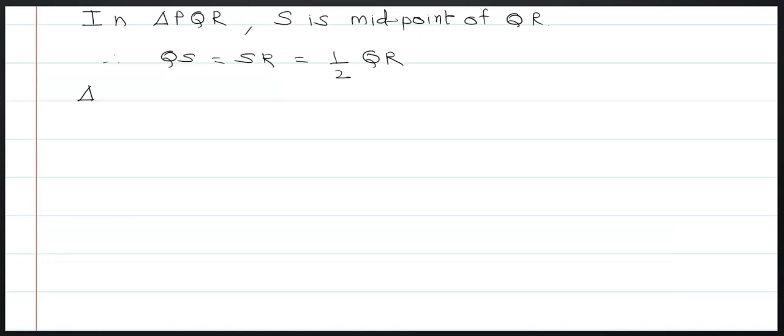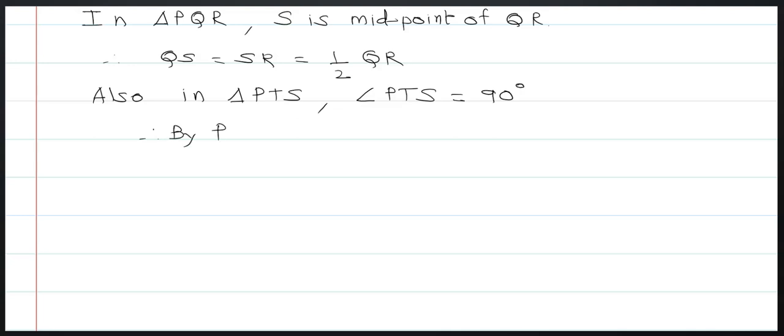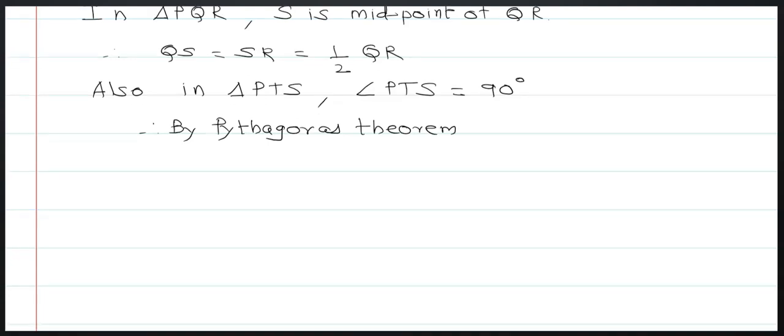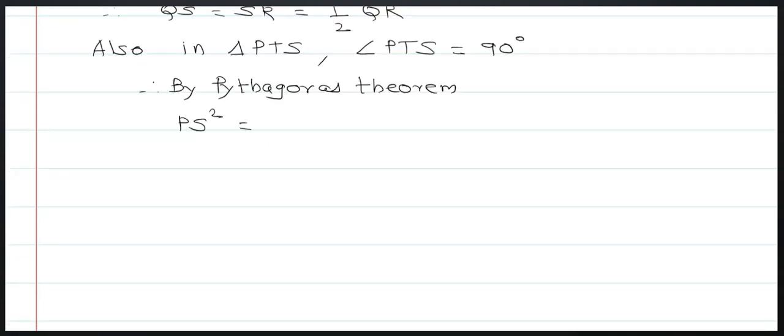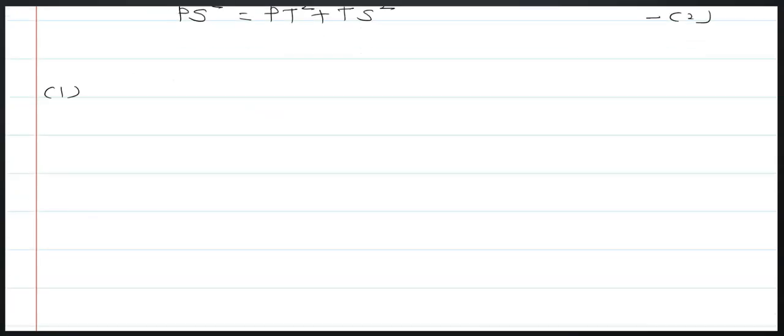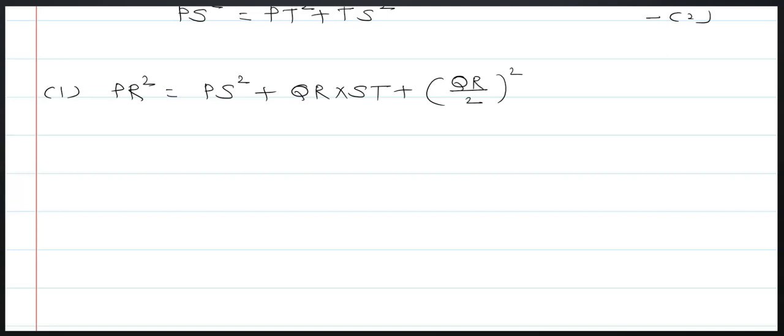Next is also in triangle PTS. Now this is a right angle triangle. Measure of angle is 90. Therefore by Pythagoras Theorem, PS square is equal to PT square plus TS square. These are the formulas that we will require when we prove these two results.